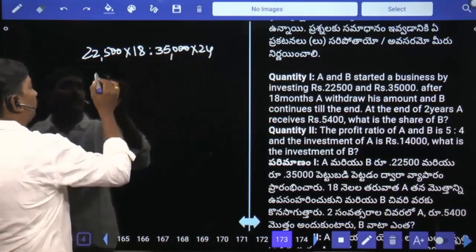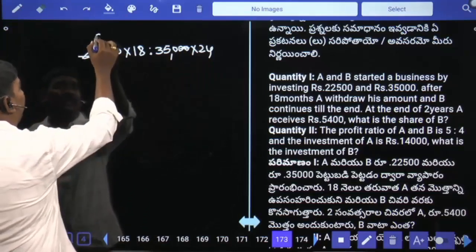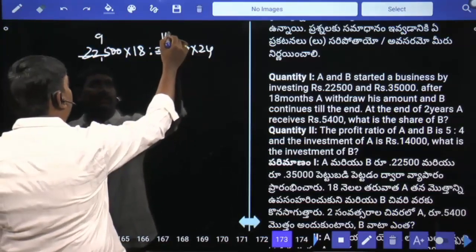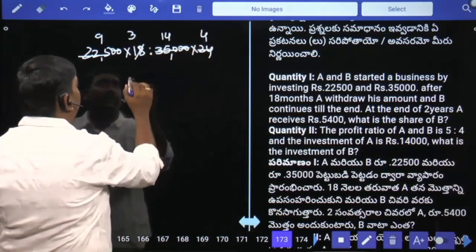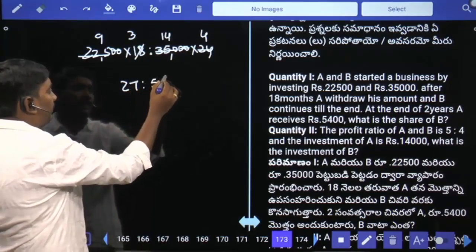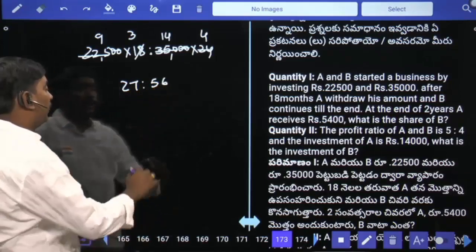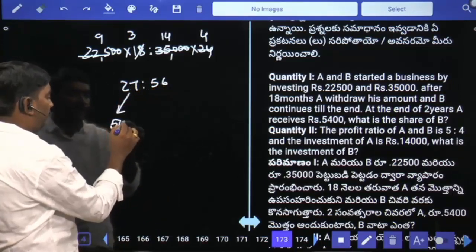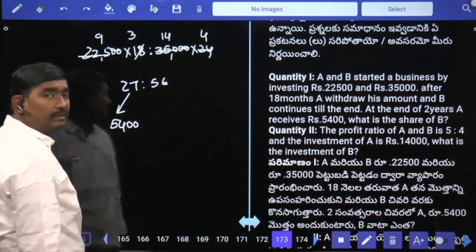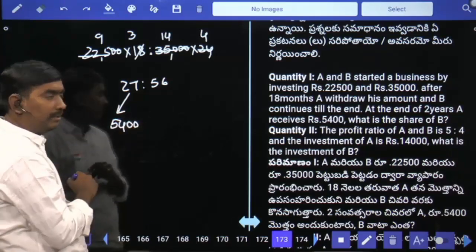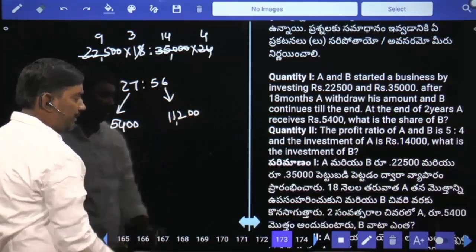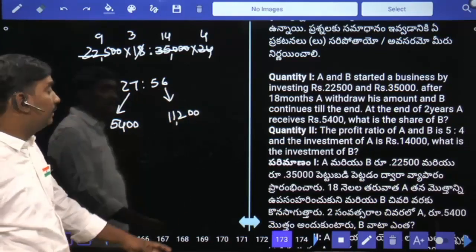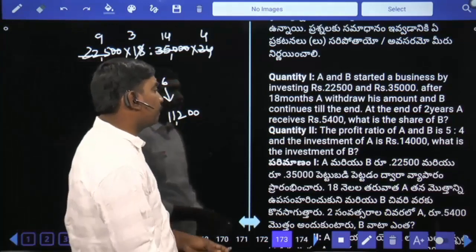Cancel the 2 zeros. 25 nines are 225, 35 into 24 gives 14s, reduced by 6 three times and 6 four times. The ratio is 27 to 56. A's profit of 27 parts is given as 5,400. 27 doubled is 54 followed by 2 zeros. 56 doubled is 112 followed by 2 zeros. Share of B is 11,200.